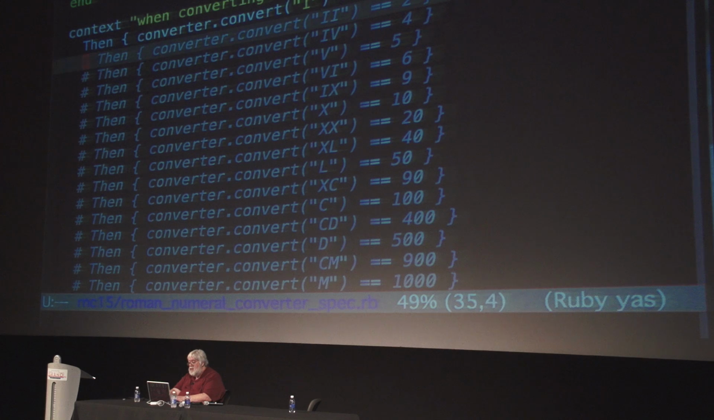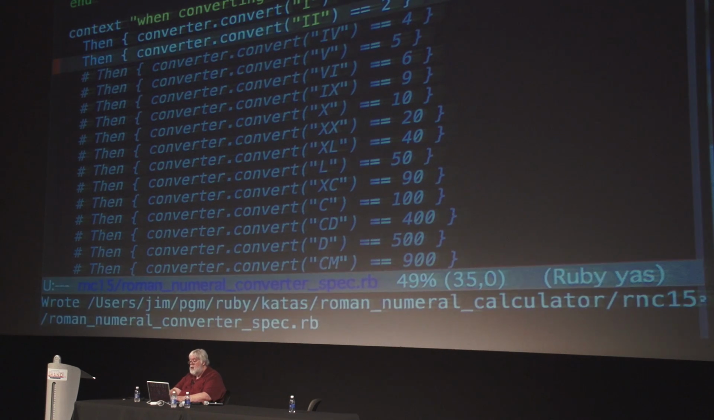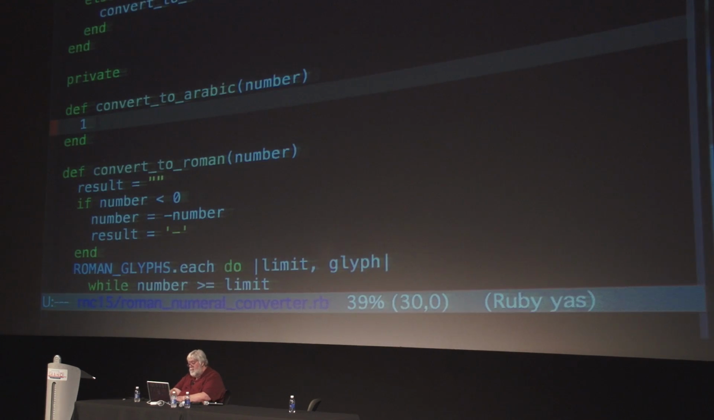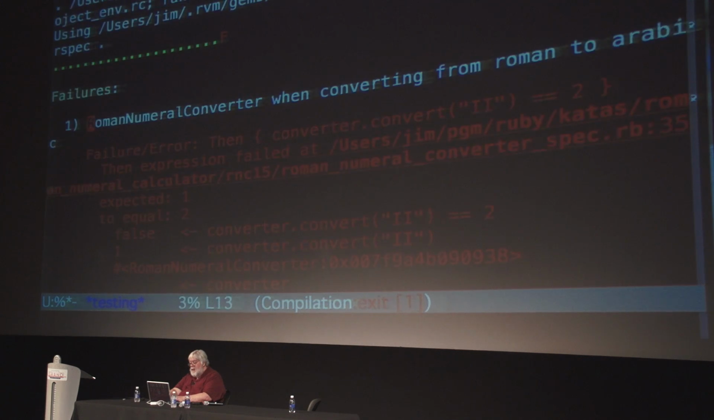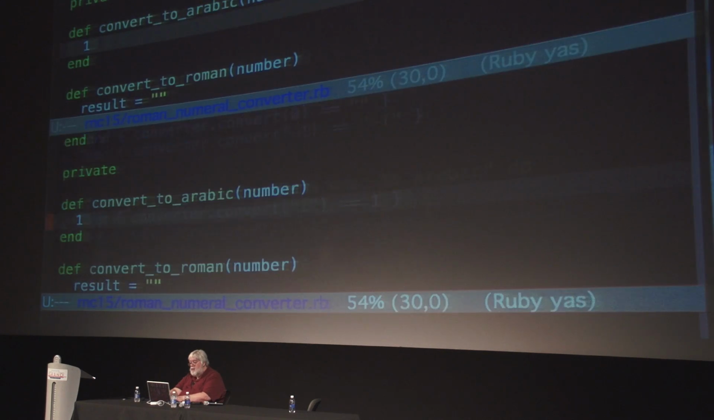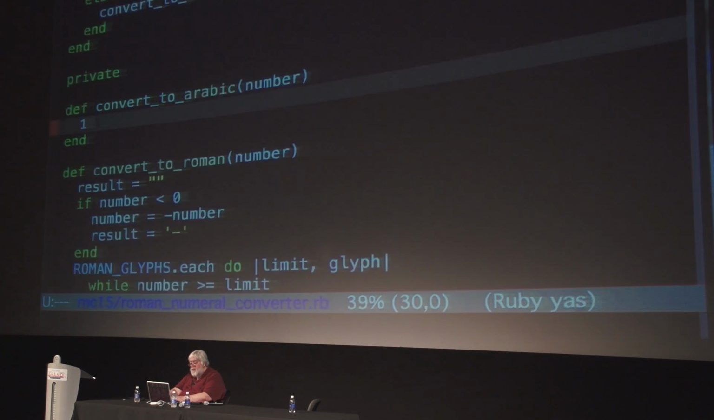Let's look at the next thing. Let's do this one, 2. And that fails because we expected it to return a 2, and the converter is just returning a 1. Not surprising since I hard-coded it to 1. People laugh sometimes when you do this hard coding, but it really makes you stop and think about what is the test I need to write to get rid of the hard coding.